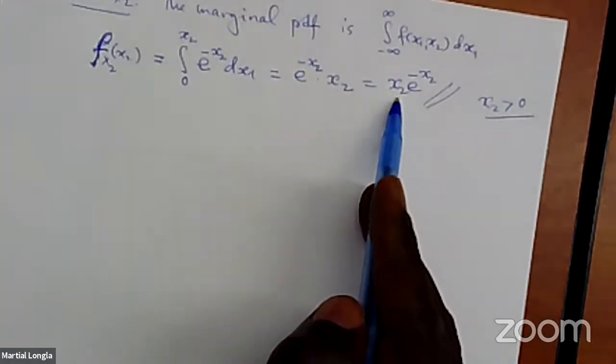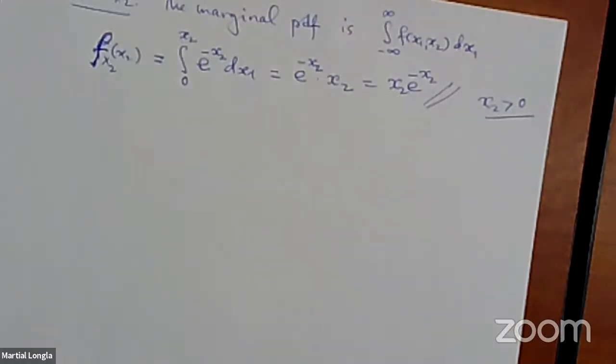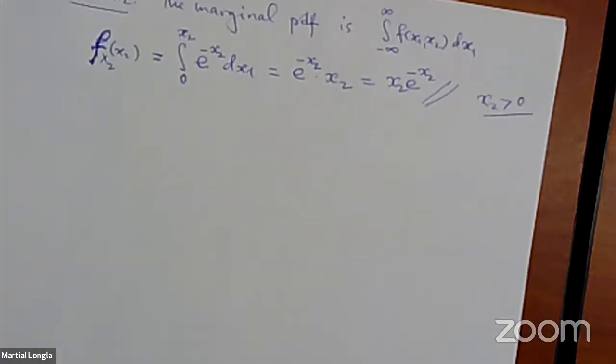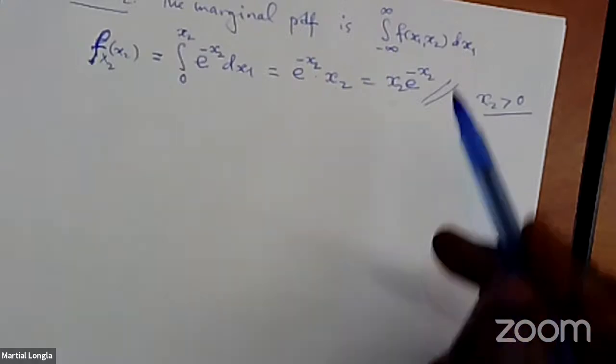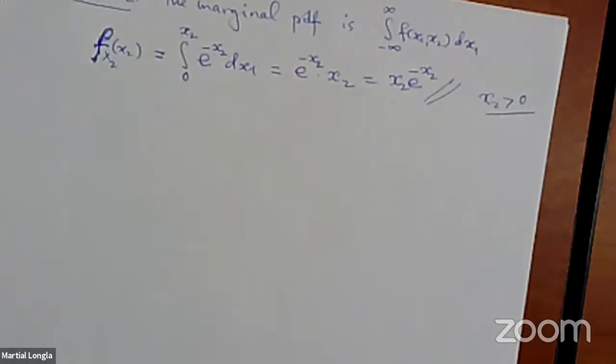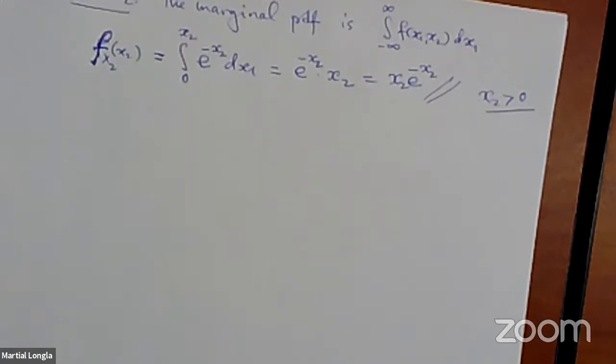So how do we call this kind of function? This kind of PDF. What kind of distribution is it? Yes, it's the marginal distribution of x2, but it's a specific distribution in statistics. It has a name. Like the previous one I told you is the exponential distribution. And by the end of this class, when we finish this course, you need to memorize those distributions.